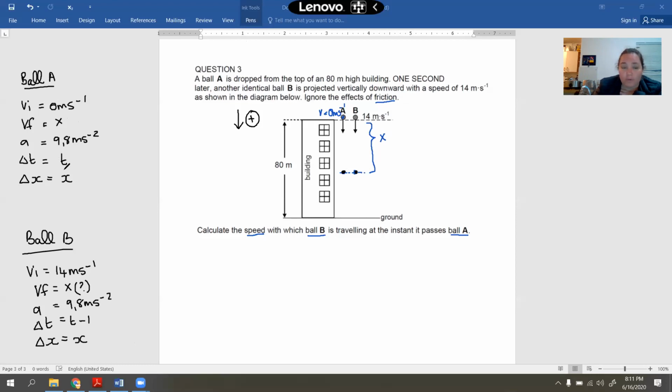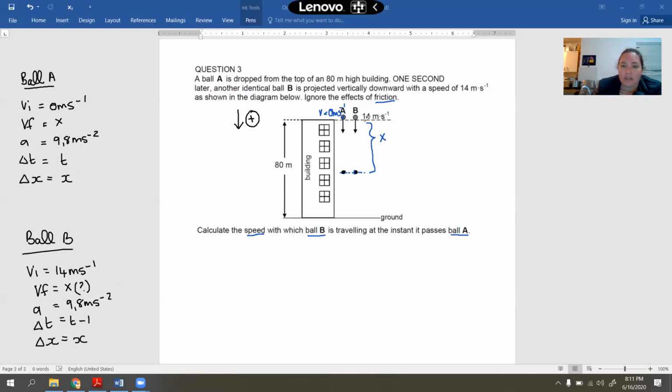We know it falls for a time t. I like to give the first one a time t. You may give the second one a time t, but then this would be t plus 1, and that would be t. I'm letting t be the time that the one ball falls for. Then my displacement is it's going to fall x meters down, and x is positive. So just double check your positive direction. That's positive, positive, positive. We're all good.